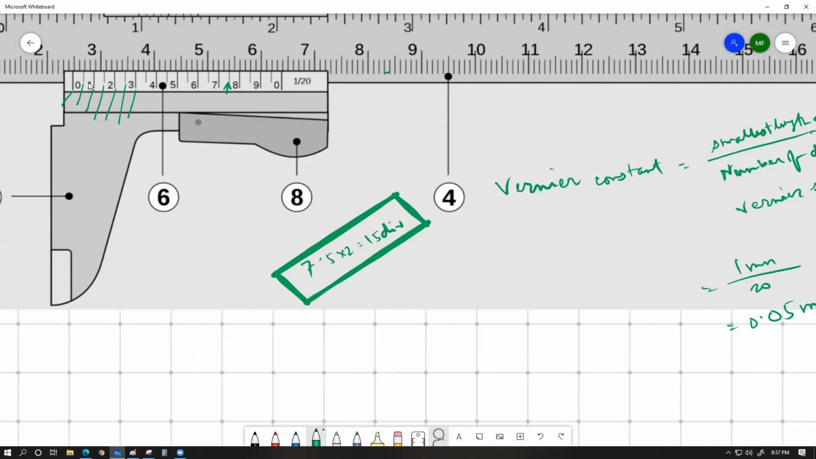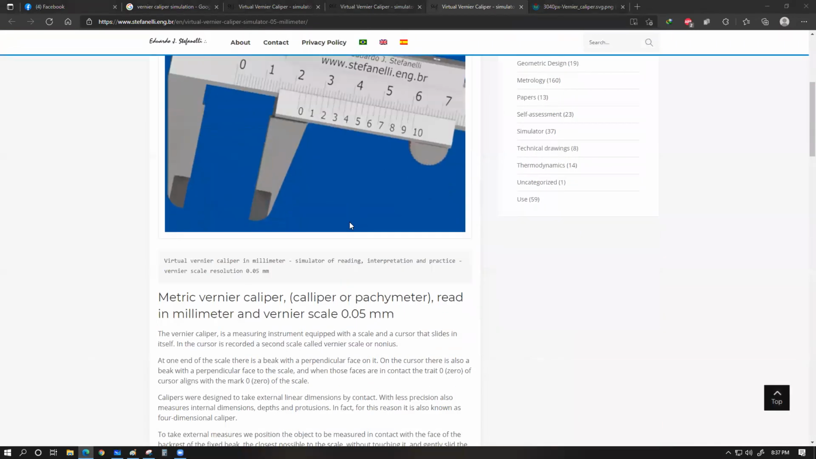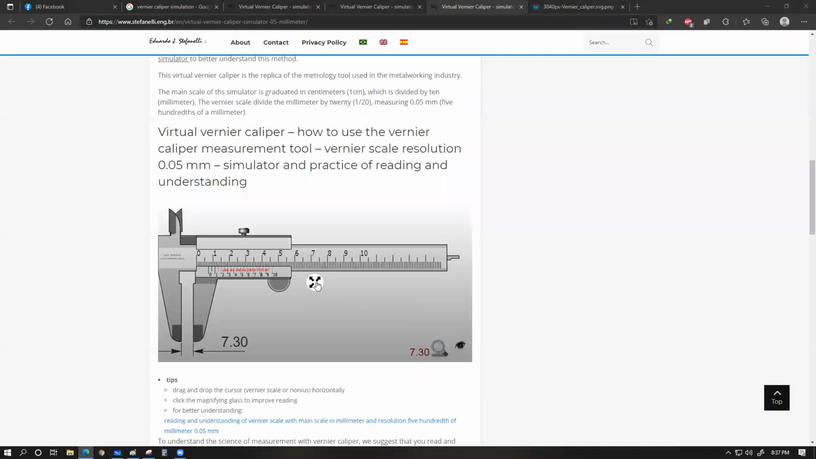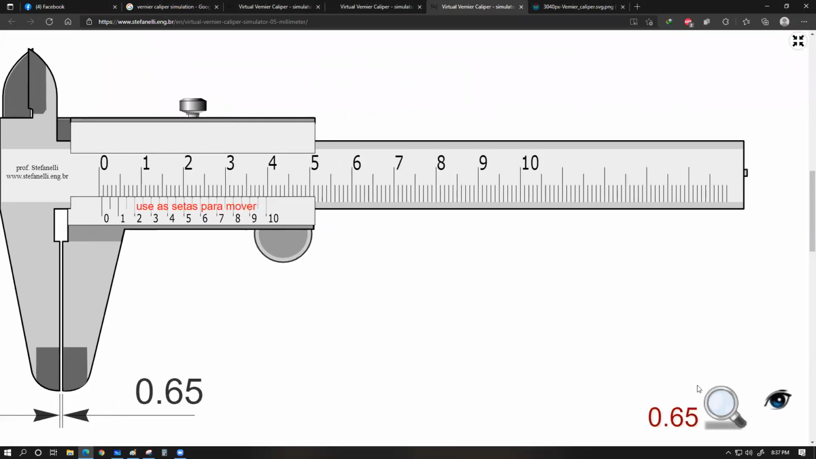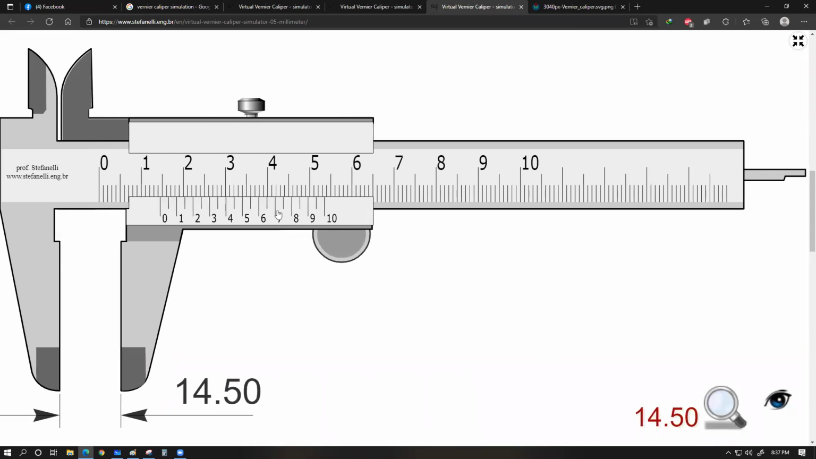What this much gap means, I'm going to show you. Just give me a bit of time. Let me just find this simulation. All right, this is a good simulation. So we thank Professor Stefanelli from www.stefanelli.eng.br for such an amazing simulation. This is what's happening over here.